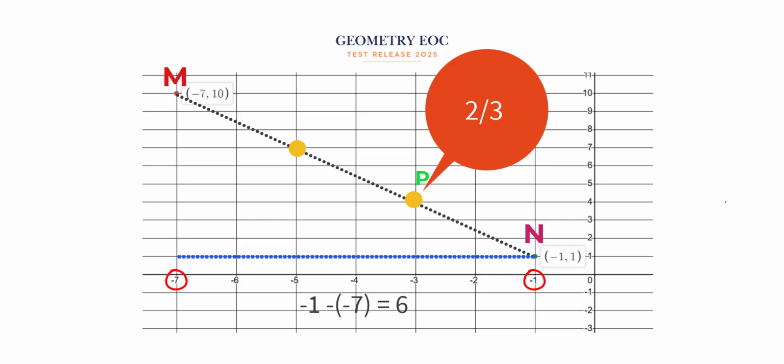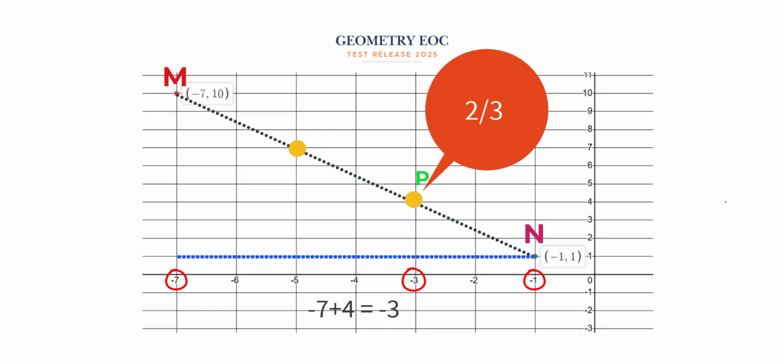That is the total distance from M to N. But point P is not all the way at N. It's only 2/3 of the way there. So we take 2/3 of 6. 2/3 times 6 equals 4. That means starting at -7, we move 4 units to the right. -7 plus 4 equals -3. So the x-coordinate of point P is -3. And that is your final answer.